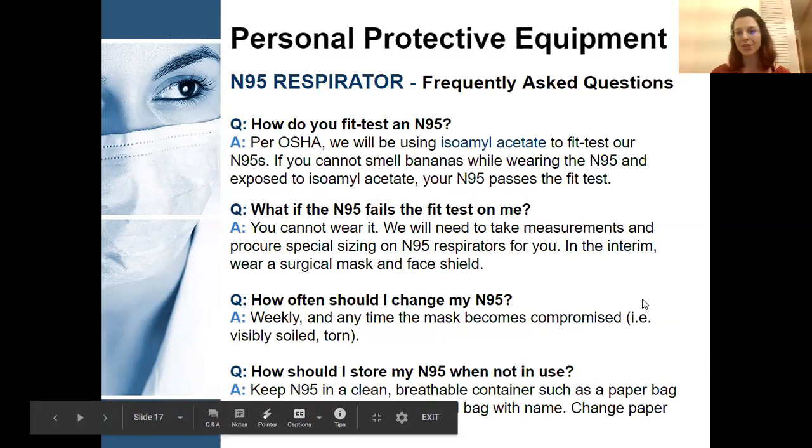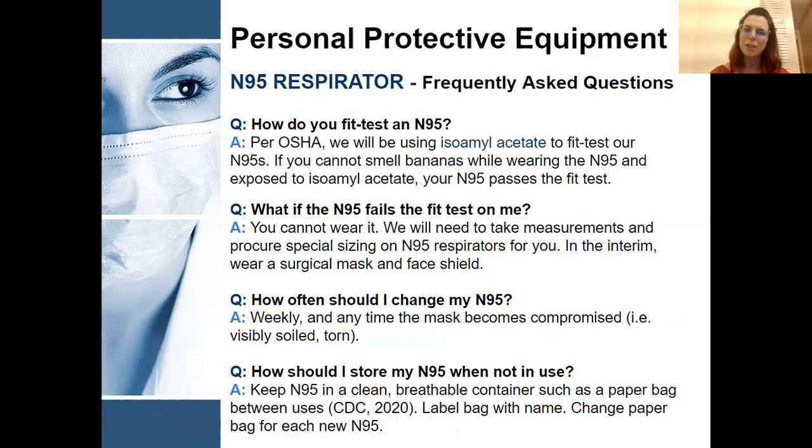Frequently asked questions associated with the N95. How do you fit test an N95? It's a great question. So per OSHA, we will be fit testing N95s using isoamyl acetate. It is a small ampule that we crush, and if you are not able to detect the scent of bananas while you're wearing your N95 or KN95, interchangeable, when exposed to the isoamyl acetate, your N95 passes the fit test.